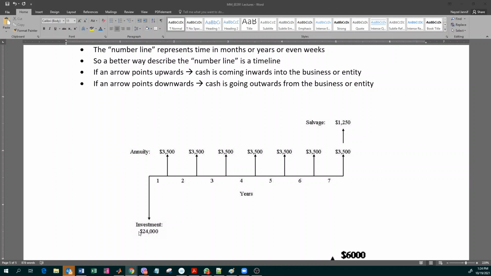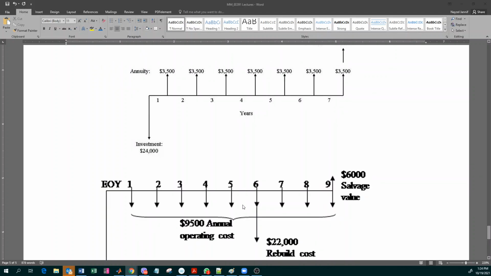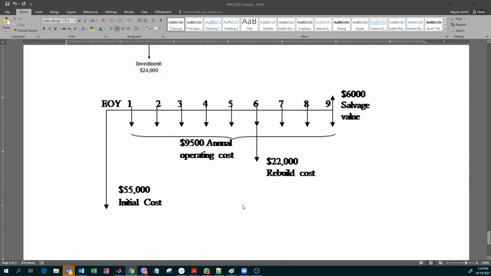So original investment is 24,000, and this annual income, which is the same throughout, was 3,500 per annum. And after 7 years, because the value has depreciated, you sold it for $1,250, which is also called your salvage value. So that's a cash flow diagram, guys. Let's look at another one over here.